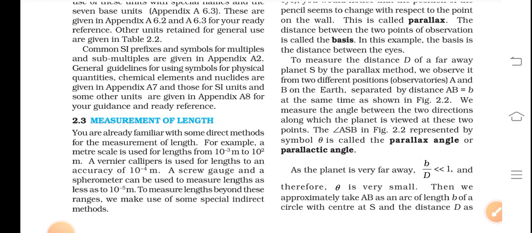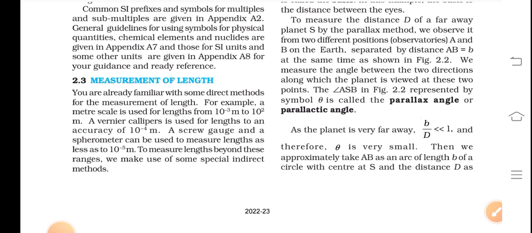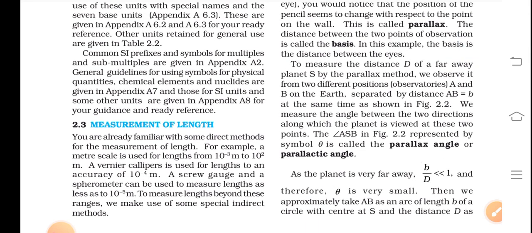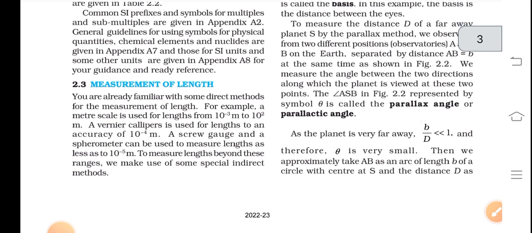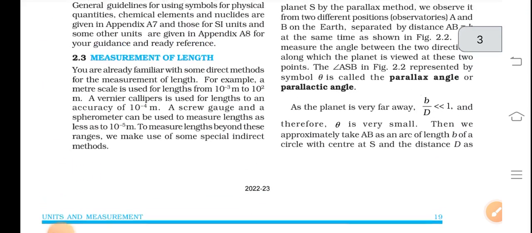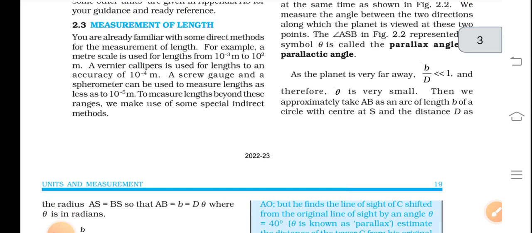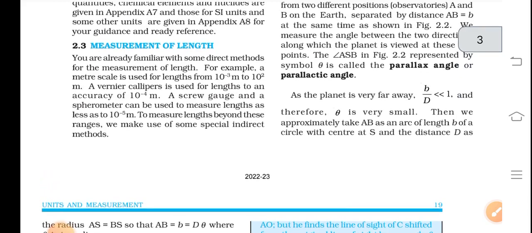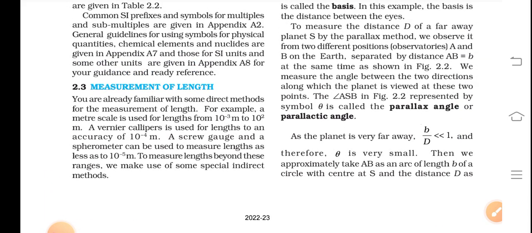If you read it also, you can get it. I am just comparing. Okay, come here. We measure the angle between the two directions along which the planet is viewed at these two points. Here, angle ASB, represented by the symbol theta, is called the parallax angle or parallactic angle.